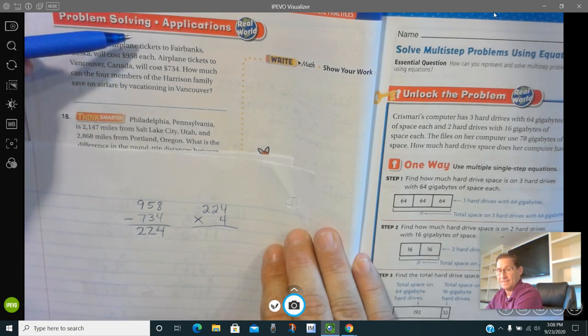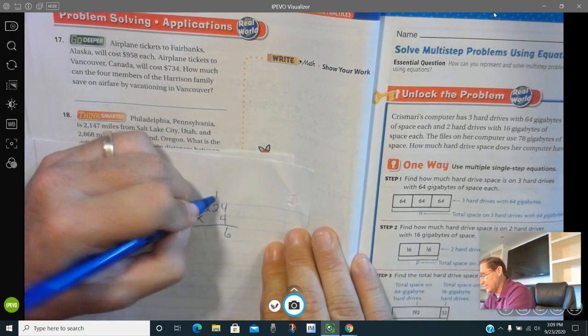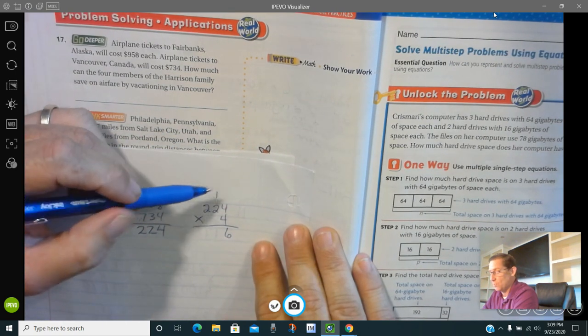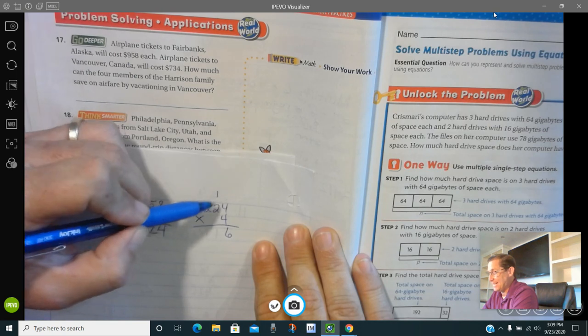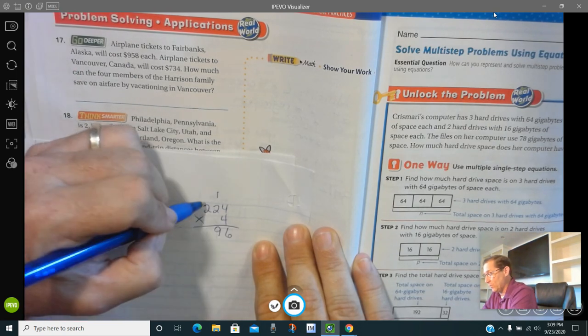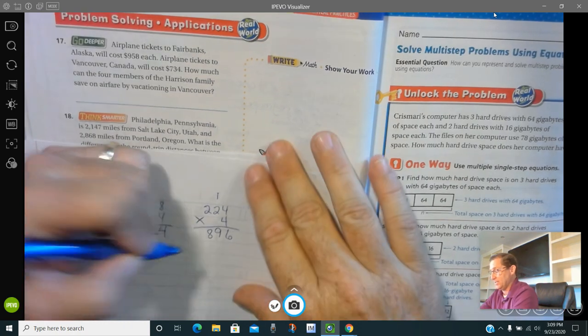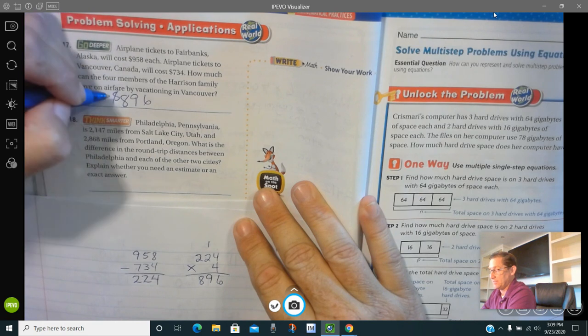Right? They're buying 4 tickets. 4 times 4 ones is 16 ones. Regroup as 1 ten and 6 ones. 4 times 2 sets of tens is 8 tens plus the regrouped 10 is 9 tens. 4 times 2 is 800. So they're going to save $896.